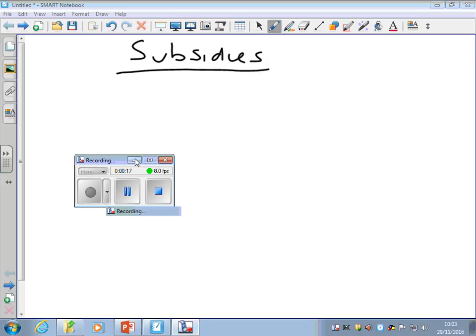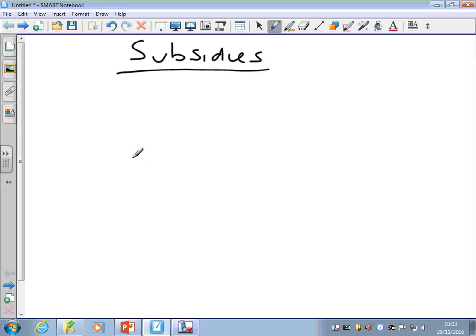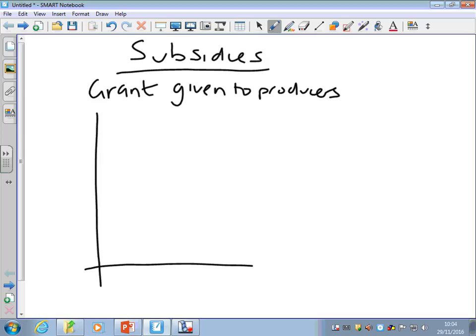Well, it's the exact opposite of an indirect tax. Rather than governments taking money away from firms, if you like, raising costs, we're this time giving firms money as a way of trying to cut their costs. So a simple way of thinking about a subsidy is a grant given normally to producers. So government grants going direct to producers.